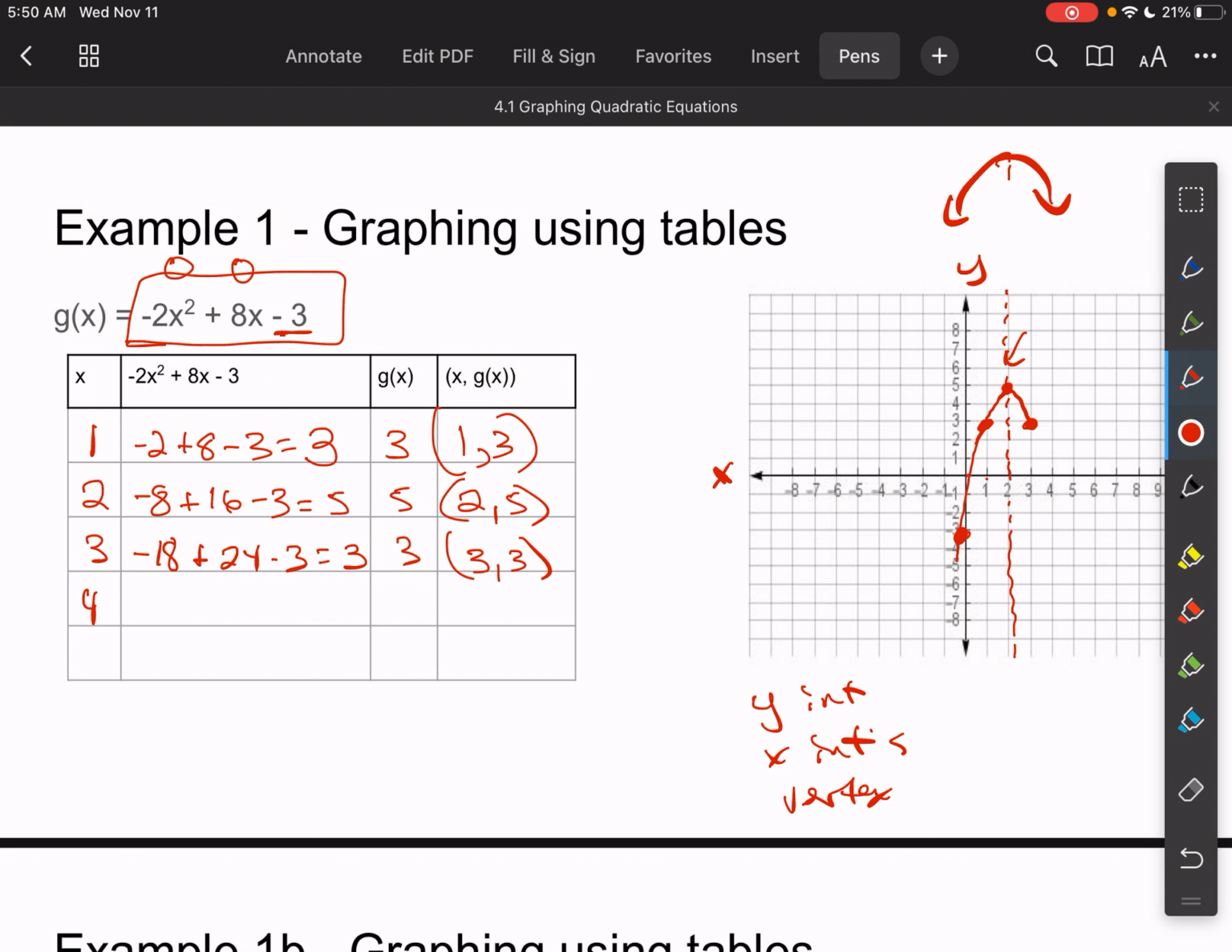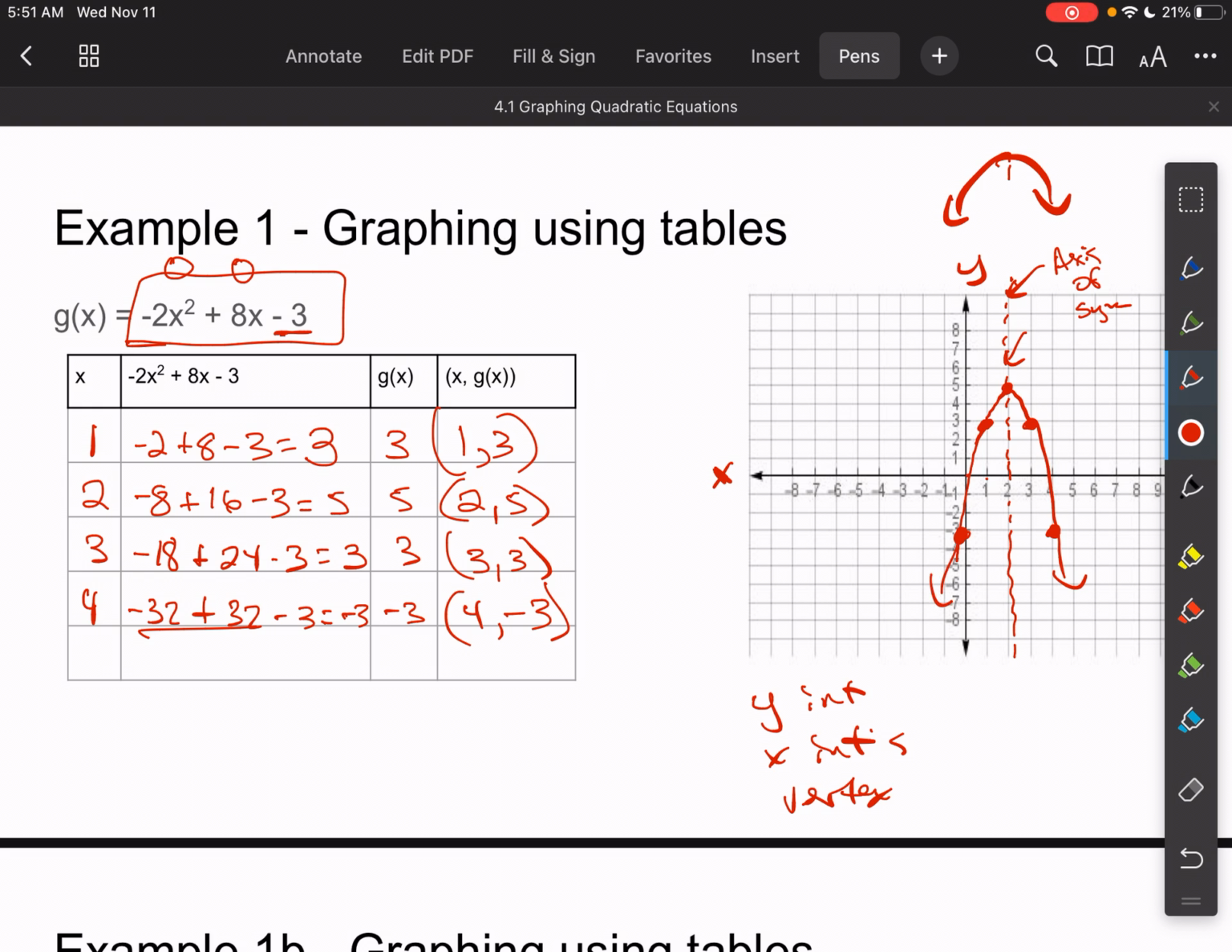Let's find out. -2 times 4 squared, 4 squared is 16, 16 times -2 is -32, 8 times 4 is 32, minus 3, so this goes to 0, and I'm at -3. So at 4, we're at -3, which makes sense with our symmetry there. Remember, this is the axis of symmetry, so we have the same thing on both sides of that.